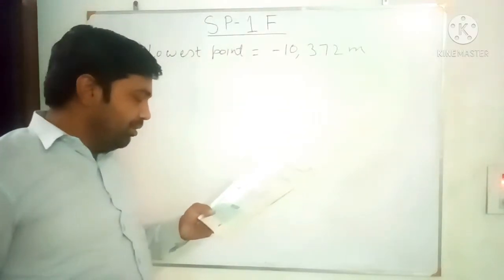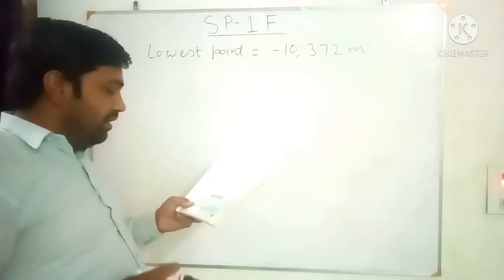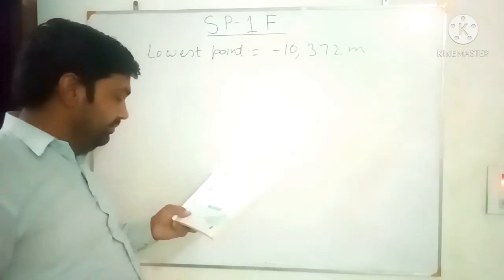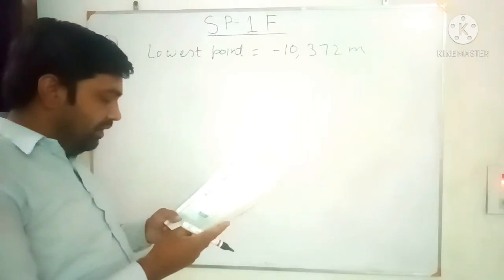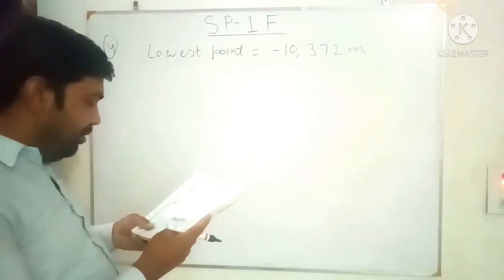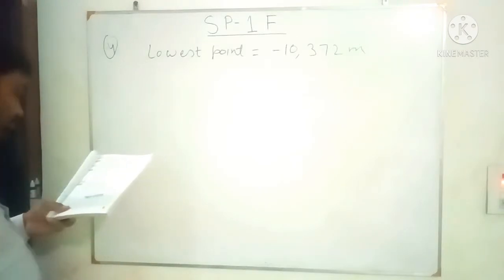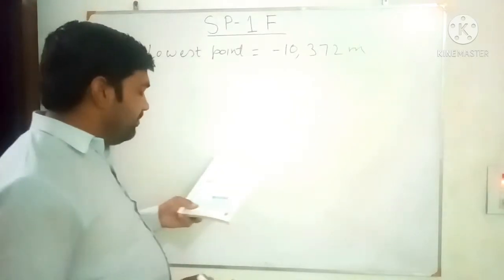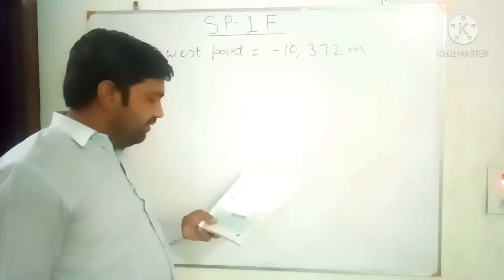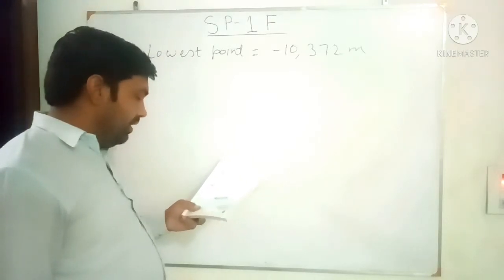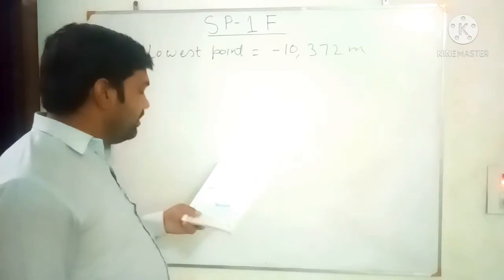The lowest point of the Puerto Rico Trench in the Atlantic Ocean is 1,172 meter higher. What is the depth of the Puerto Rico Trench? So the Puerto Rico Trench depth is 1,172 meter higher. So this depth we have to add it. And this is also the lowest point.